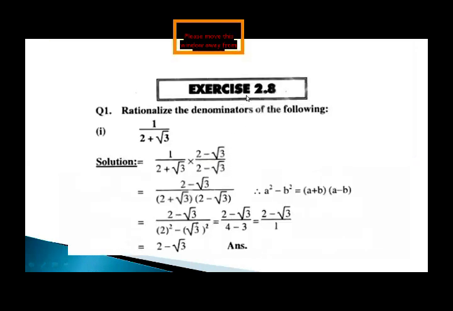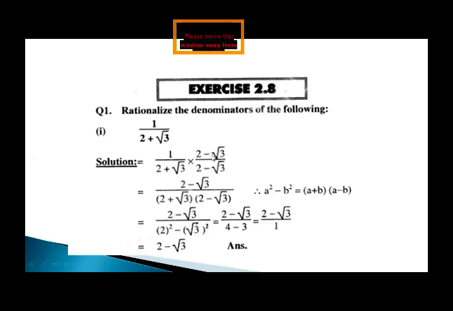Now come to the exercise. Exercise 2.8, question number 1. The instruction is to rationalize the denominator of the following. As we have discussed, whenever a surd is present in the denominator, it makes the expression irrational. We have to make the expression rational by rationalization. So 1 over 2 plus root 3, we will use the conjugate. We have already discussed the method of conjugate previously. That is 2 minus root 3 upon 2 minus root 3, meaning by using the conjugate, we are multiplying and dividing the given expression.